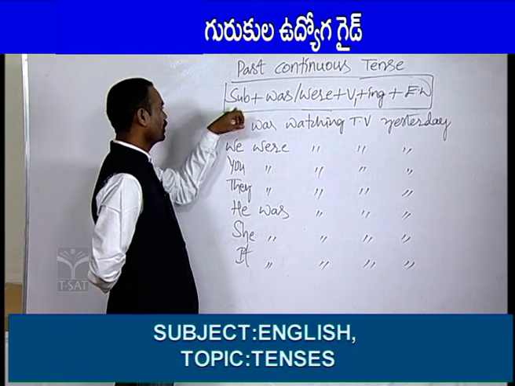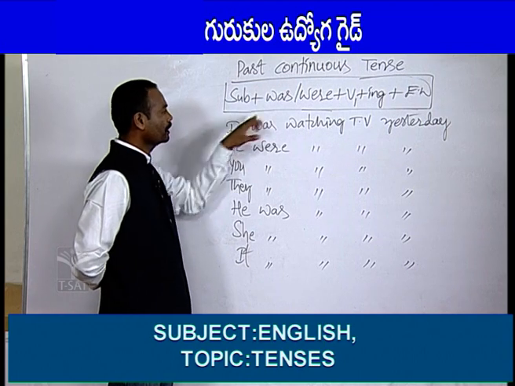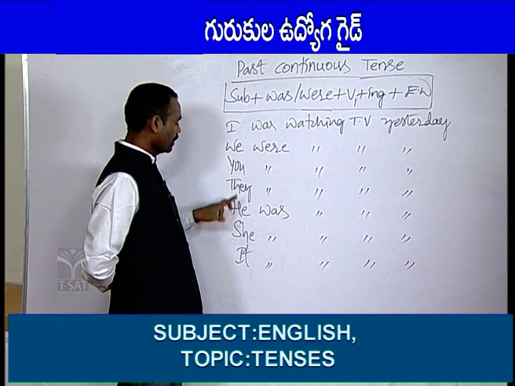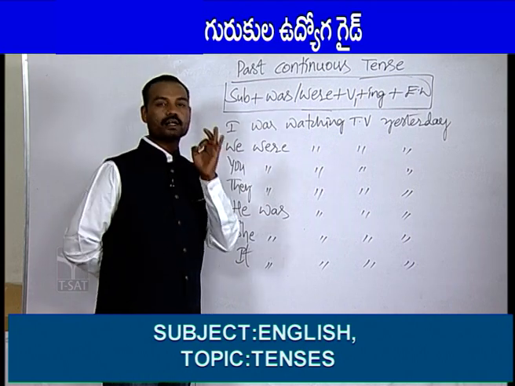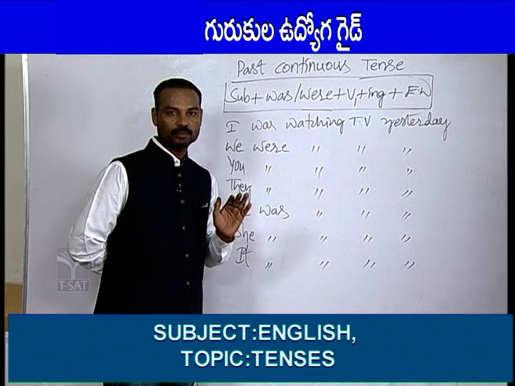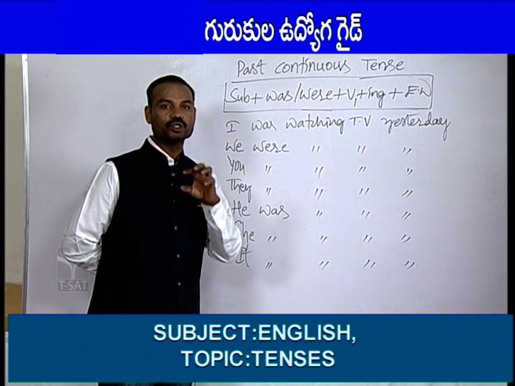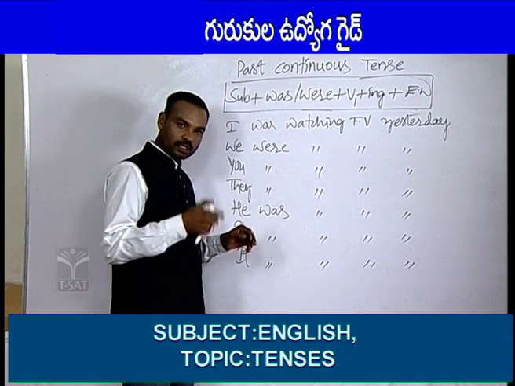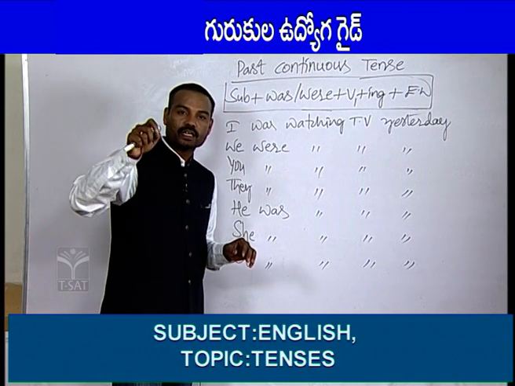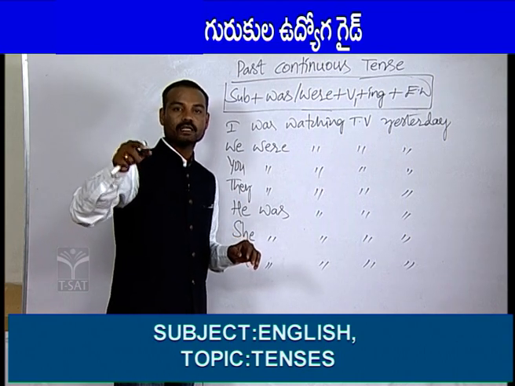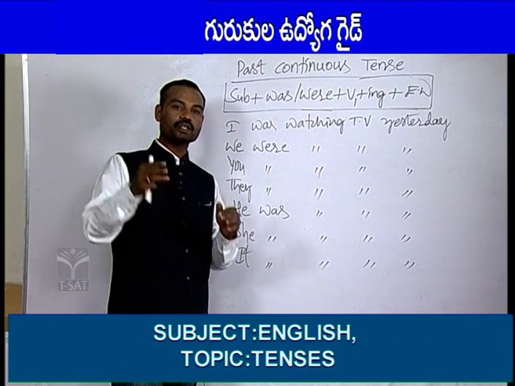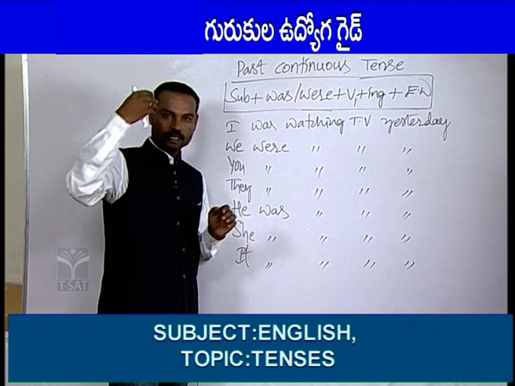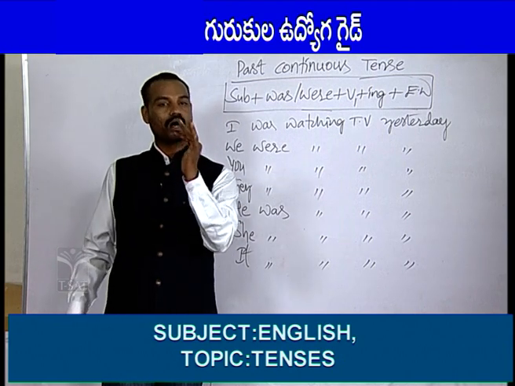Now let's write sentences. This is one example. Subject I. Which helping verb should be taken here? After I, he, she, and any singular subject, was should be used in this tense. Please remember, friends, once again I am going to tell you when we should use was. After I, he, she, it and any singular subject, my friend, my brother, my sister, Kiran, Kishore, Lata, Lalita, like that. You can take any singular subject.